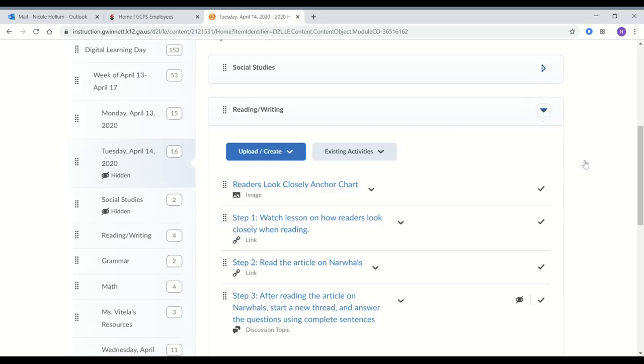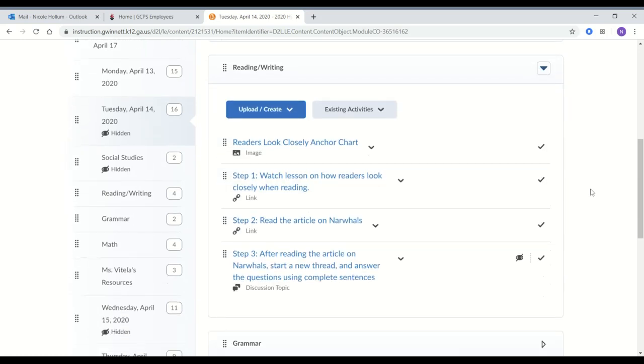All right, for reading and writing, we're going to put those together today. You're going to do another lesson where you're learning about how readers look closely. This is a lesson with Miss Bonilla. You're going to watch the lesson on how readers look closely when they're reading. Okay, that's your step one. Step two, when you click on here, it's going to take you to an article about narwhals. You're going to read that article.